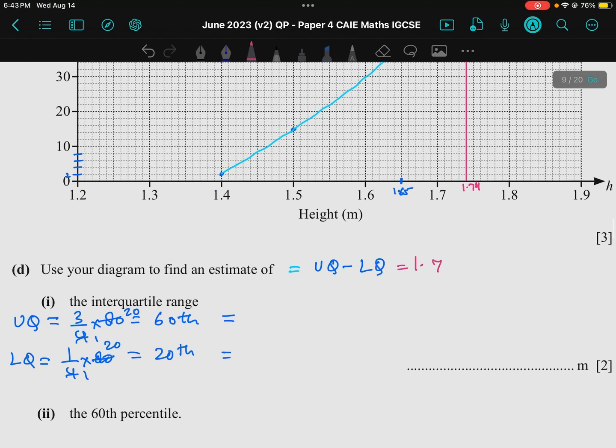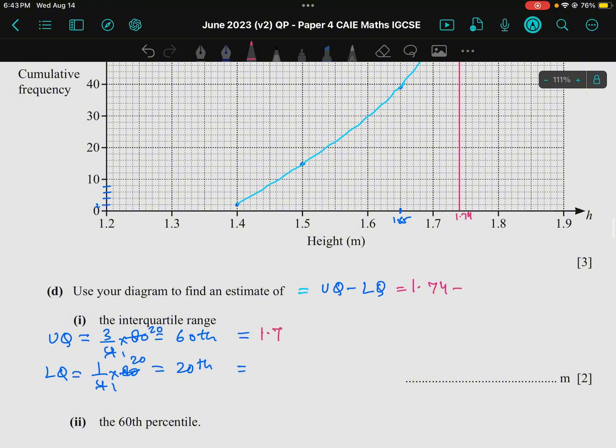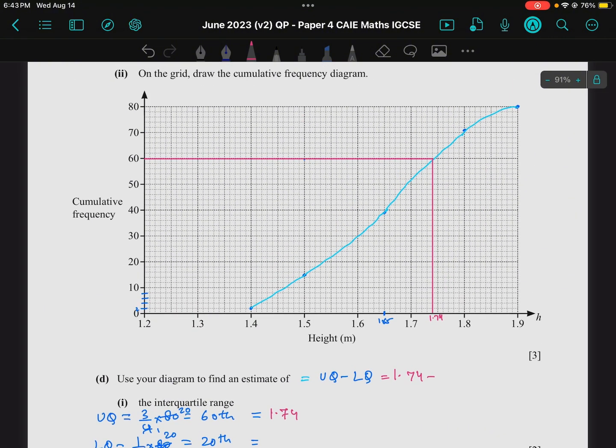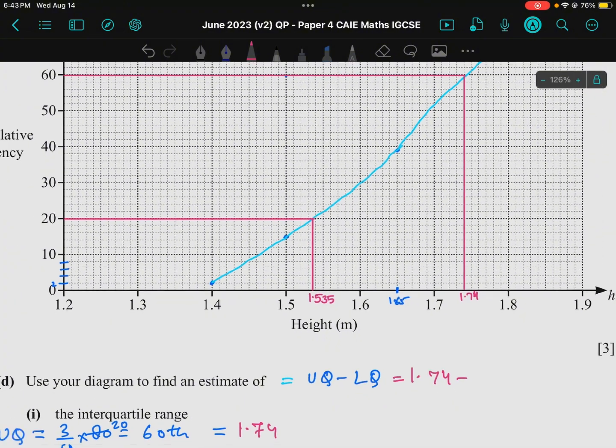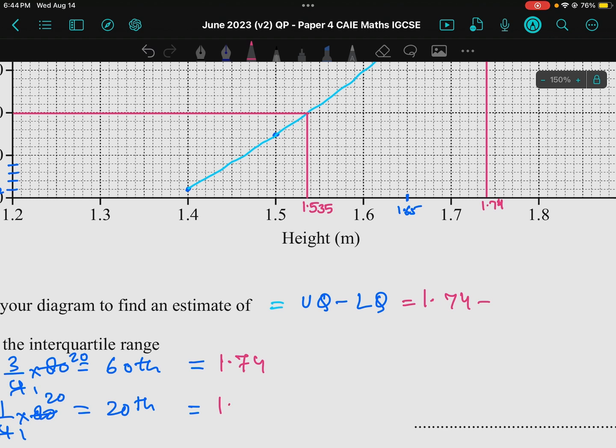So you will write 1.74 minus lower quartile, which is the 20th one. So the 20th, I'll draw a line here, and then I will drop a line here. So it is coming out as 1.535, around 1.53 approximately. So you can minus 1.53.